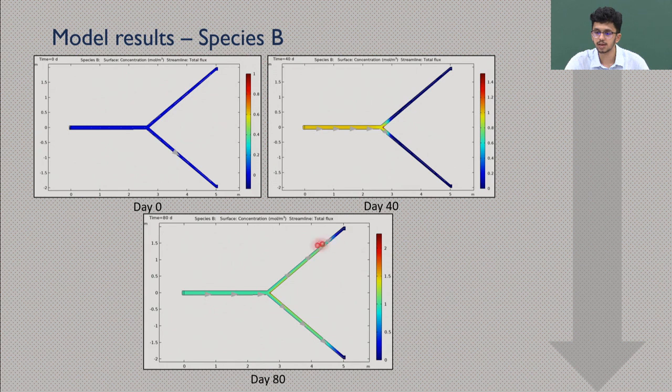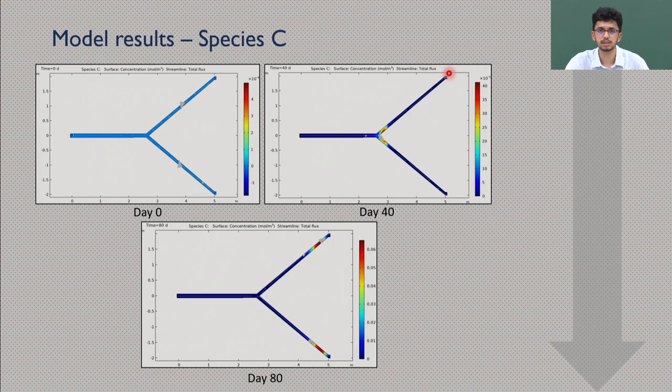After 80 days, you can see the concentration of species B has almost homogenized across the fracture zone except the outlets. Now species C, which is the reaction product, has an initial concentration of course 0 moles per meter cube because no injection has happened. After 40 days, you can see a reaction front moving. This reaction front indicates the boundary between species A and species B. You can also see a very interesting thing: species C has progressed more in the lower branch of the fracture. This is mainly because of the effect of gravity.